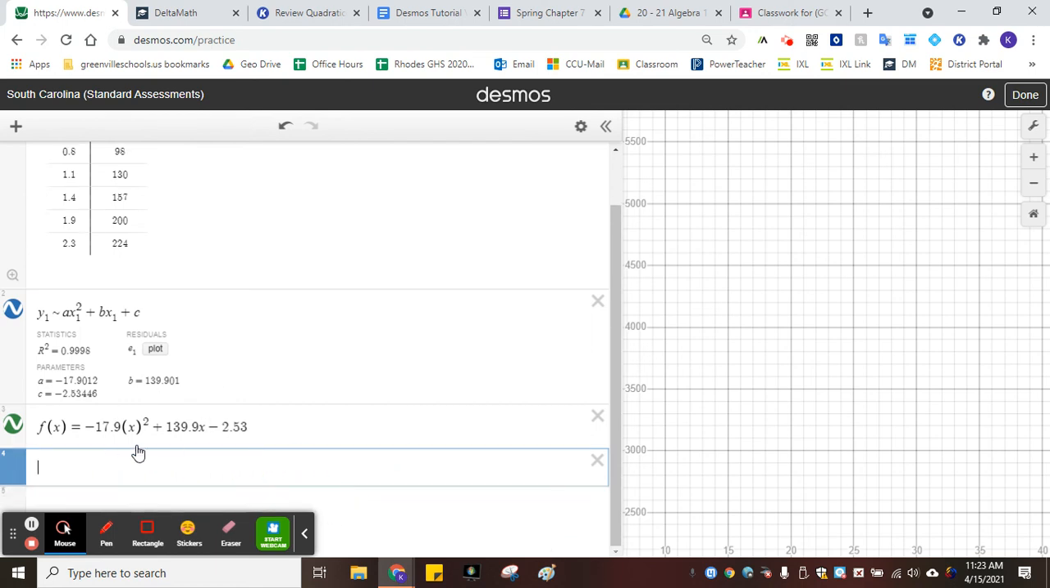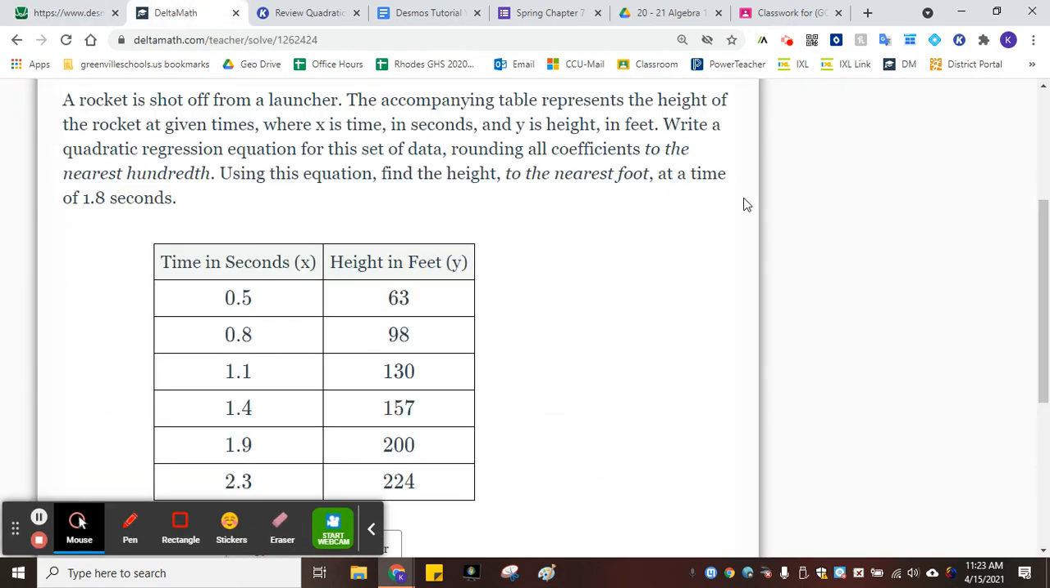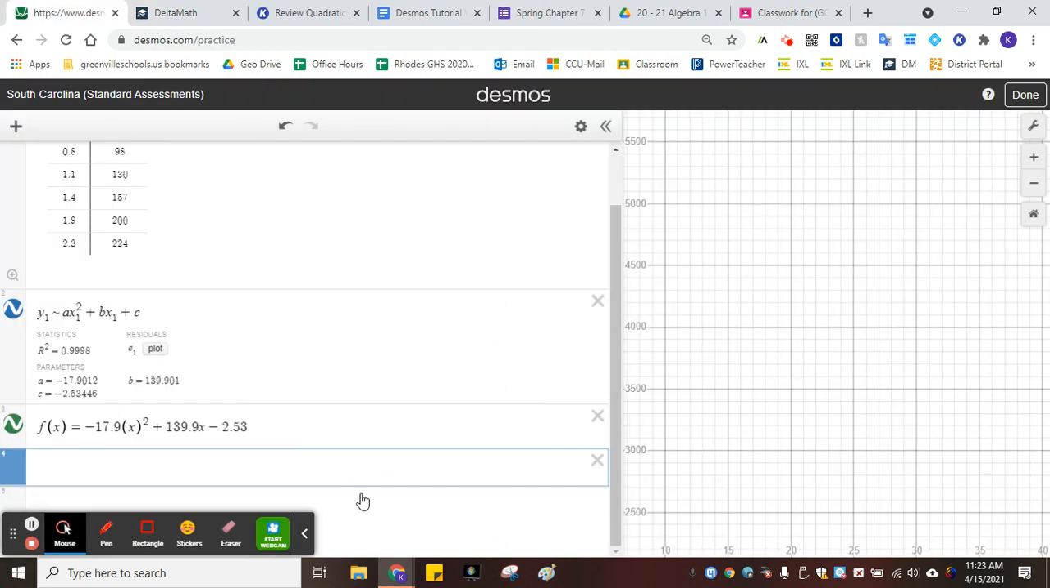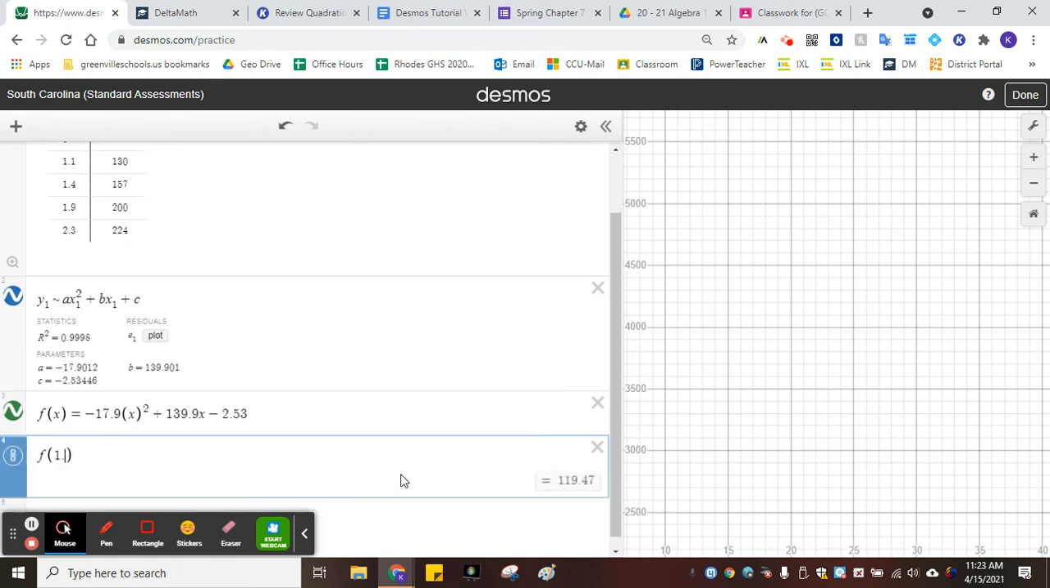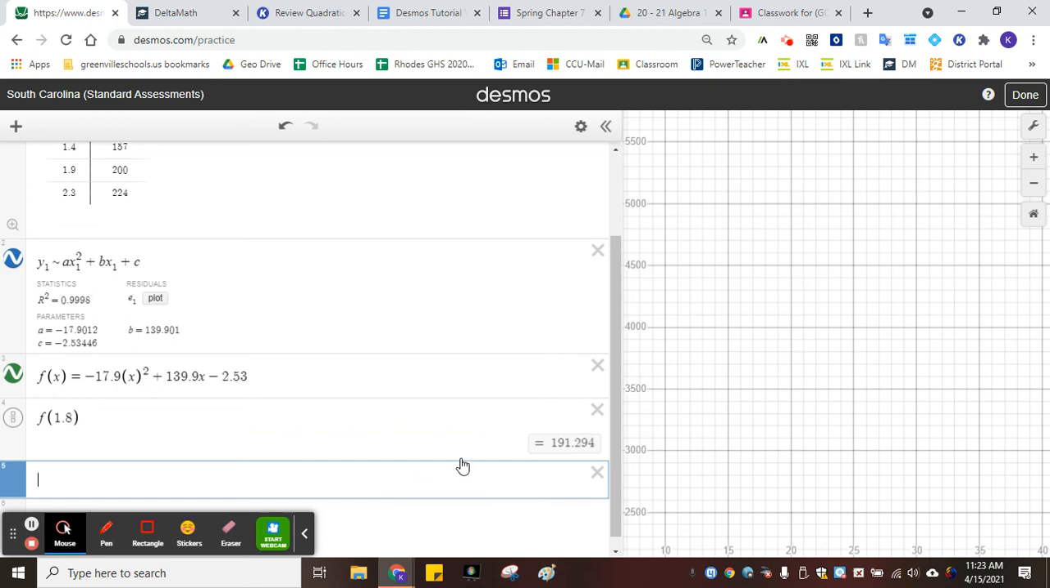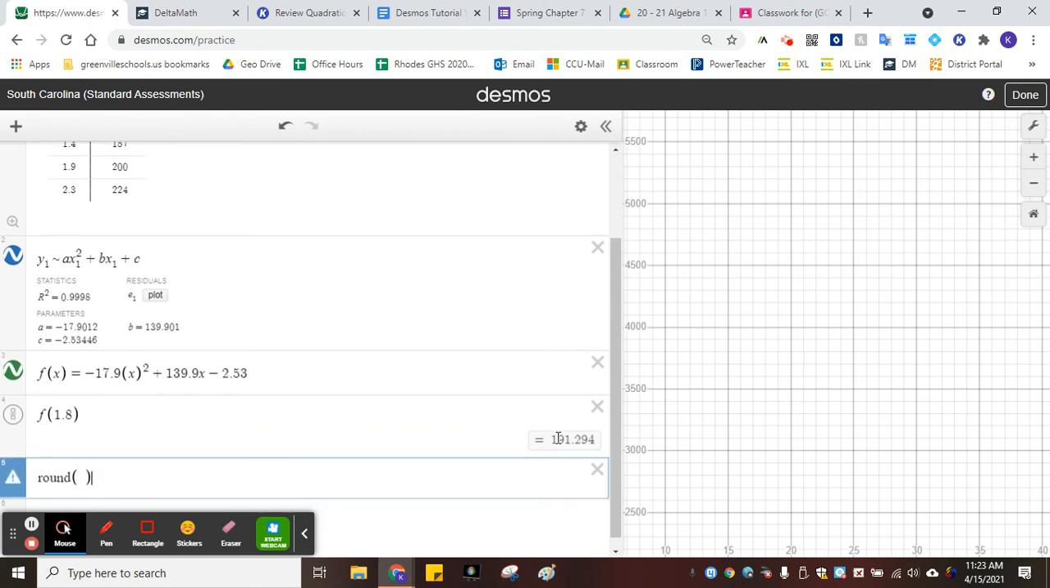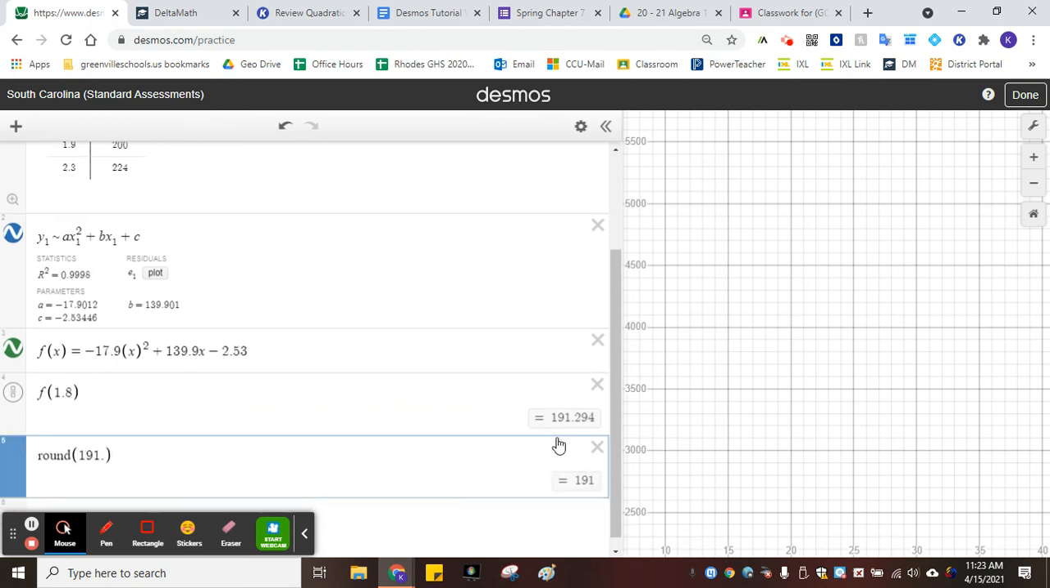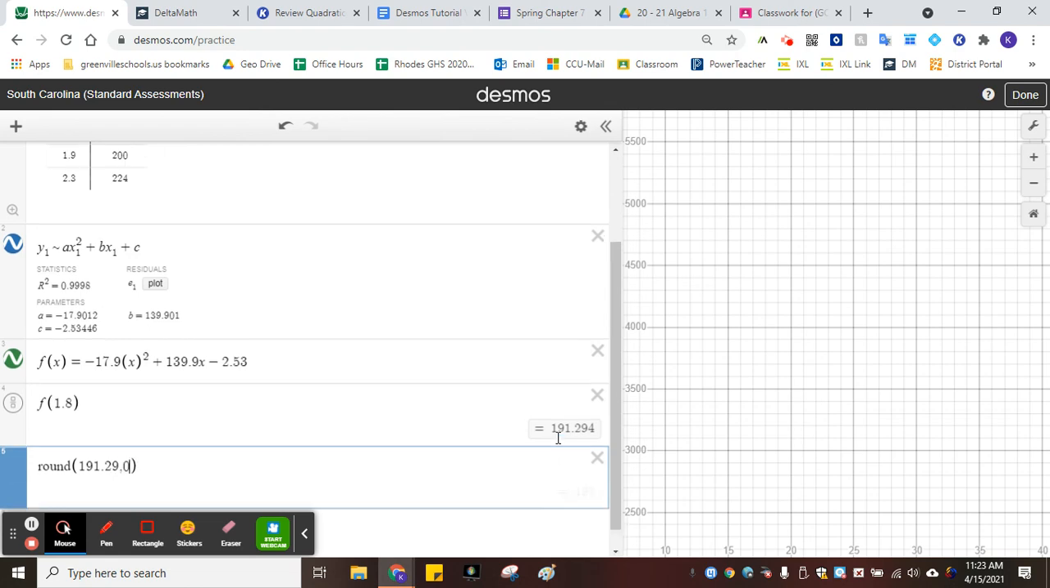So there's my equation. And my delta math is asking me to find when it's 1.8 seconds. And I'm rounding to the nearest foot, which is the nearest whole number. So I'm going to plug in 1.8 seconds into x. I'll get my y, and I want to round that to the nearest foot. 191.29 is 191.